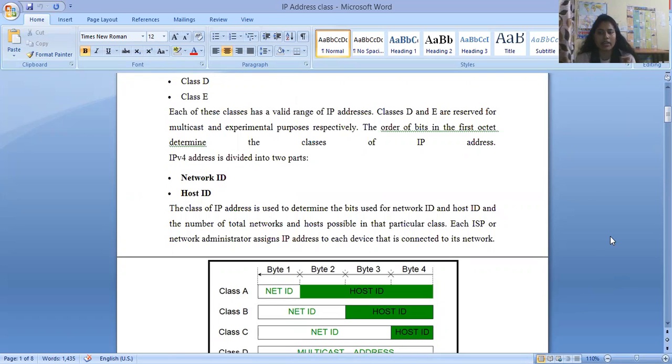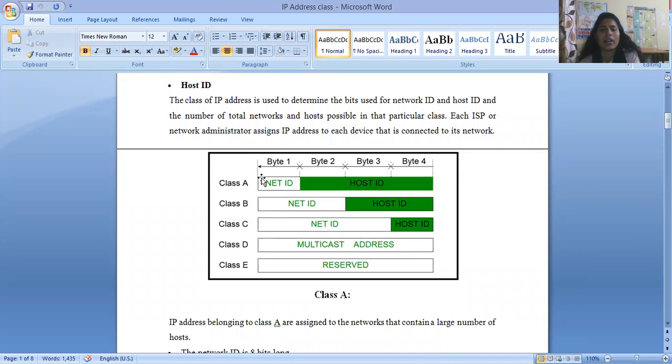An IPv4 address is divided into the network ID and host ID. This is well known to you. The class of an IP address is used to determine the bits used for the network ID and the host ID, and the total number of networks and hosts possible in that class. The internet service provider or network administrator assigns the IP address to each device connected to the network. As you can see in this diagram, there are byte 1, byte 2, 3, and 4. 1 byte contains 8 bits.